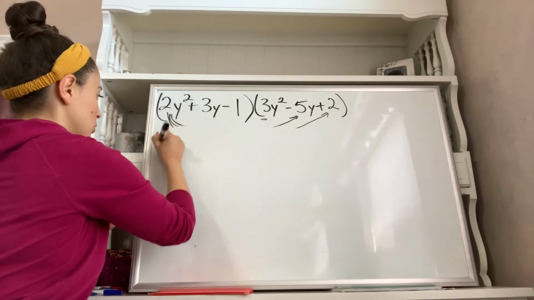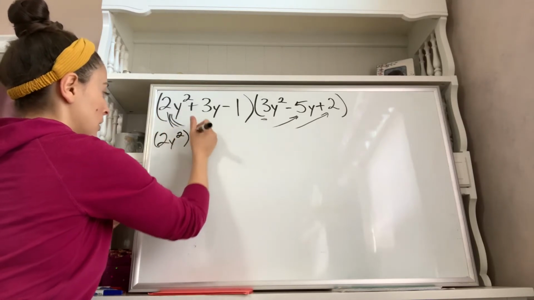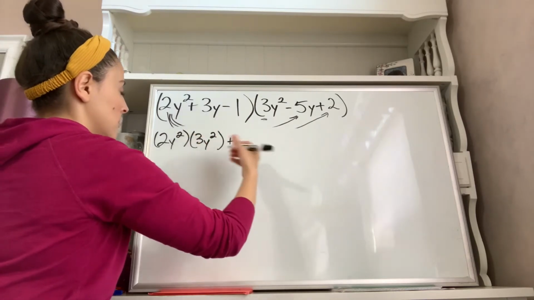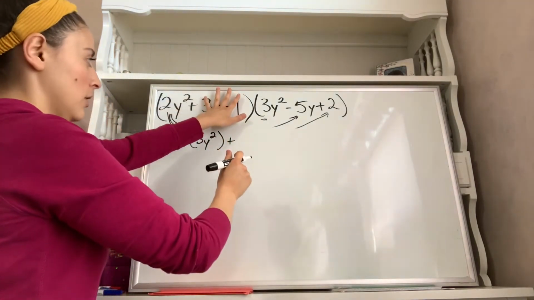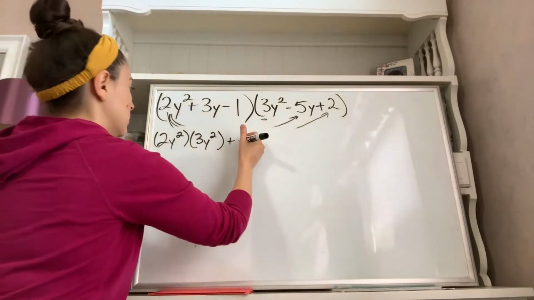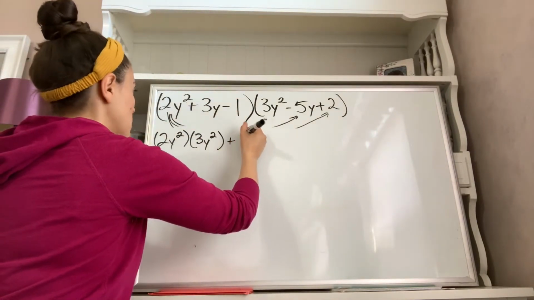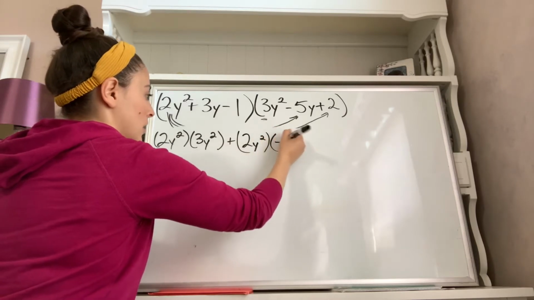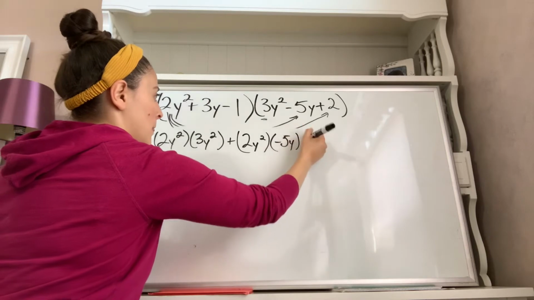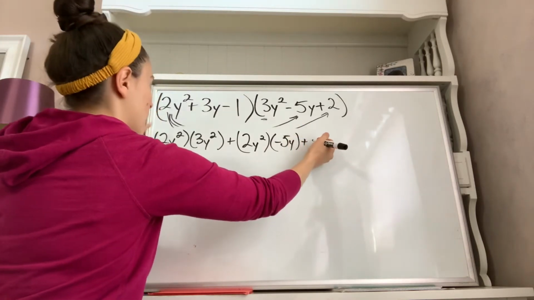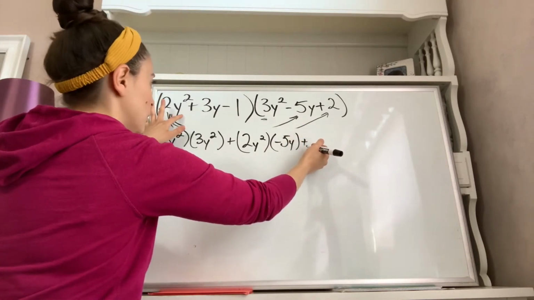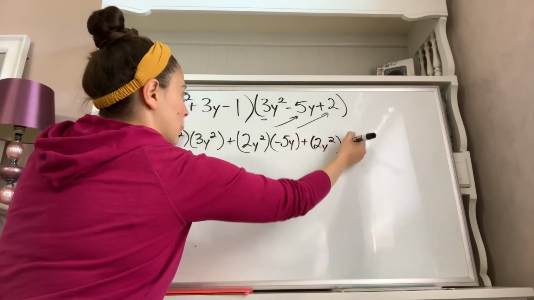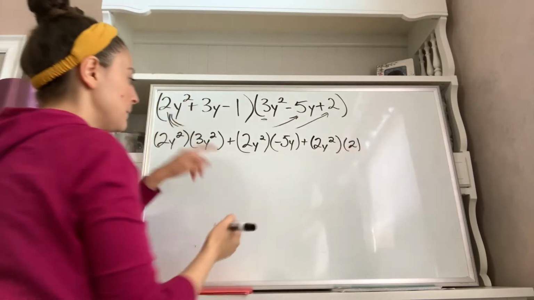So we have our 2y squared times our 3y squared plus, always adding, and we're ignoring these for now, plus 2y squared times minus 5y plus our 2y squared times our positive 2. Okay?